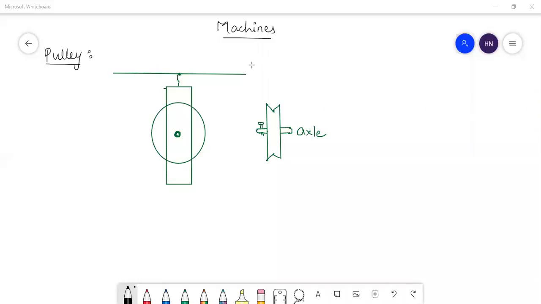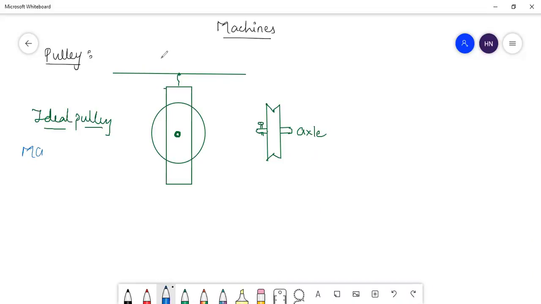Now whenever I consider the case of an ideal pulley, in all the cases we are going to take the case of an ideal pulley. If I define an ideal pulley, that means I'm going to consider that there is no friction between the axle and the wheel, and it is moving uniformly about its axis, which is along the axle.